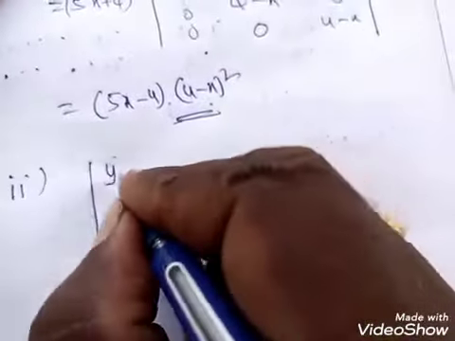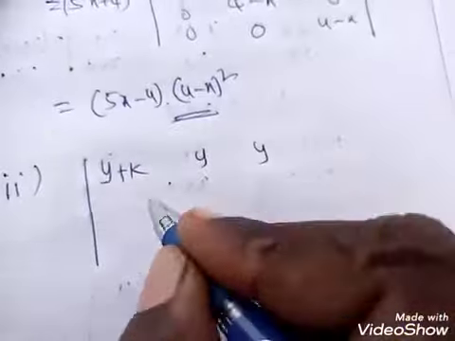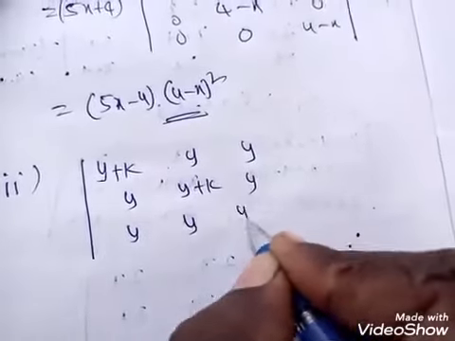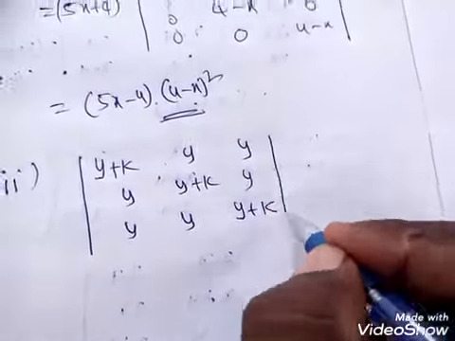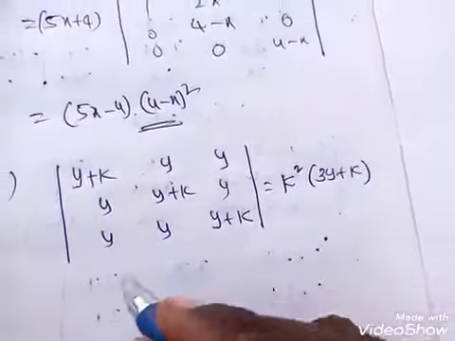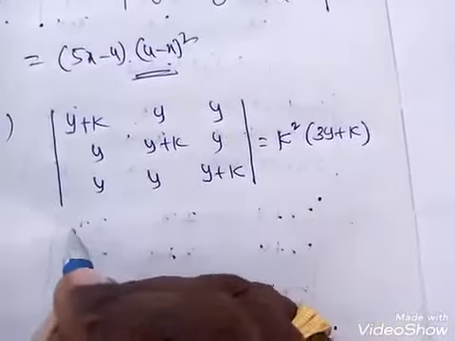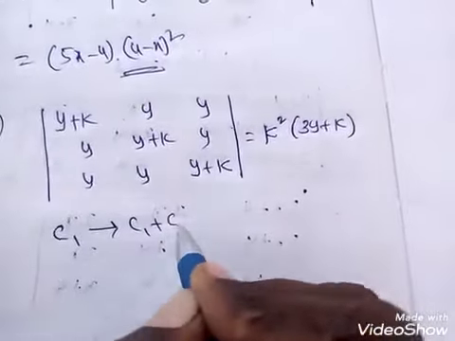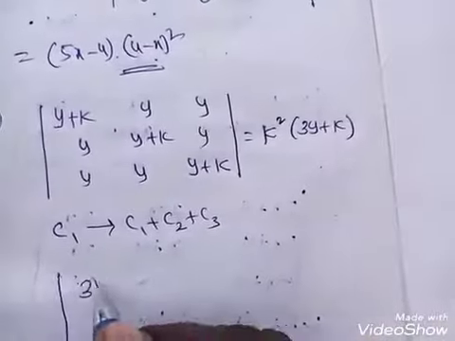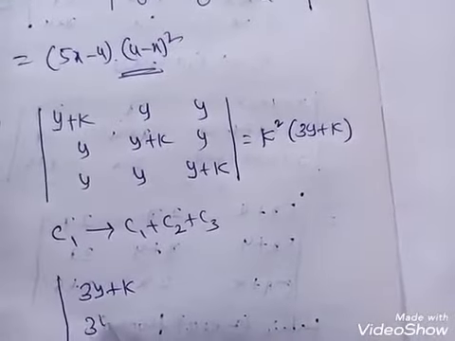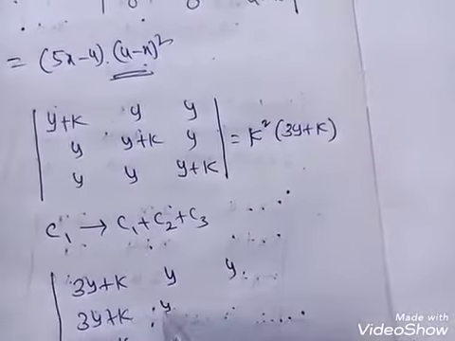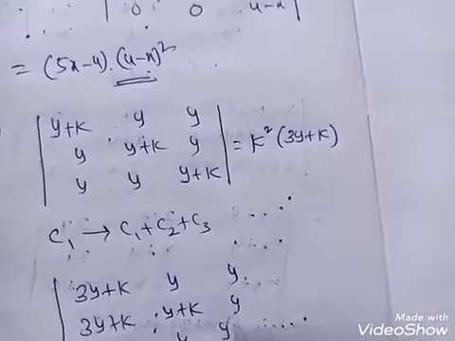Prove that the determinant of y plus k, y, y; y, y plus k, y; y, y, y plus k is equal to k square into 3y plus k. Now observe that, simple. Again 3y plus k. Again I am going for the same thing. C1 gives rise to C1 plus C2 plus C3. Then what we are going to get: y plus 3y plus k, 3y plus k, 3y plus k, and the remaining is y plus k, y plus k.